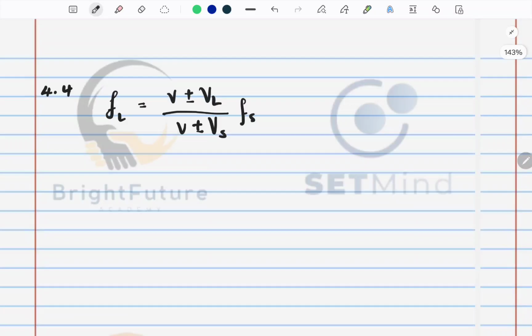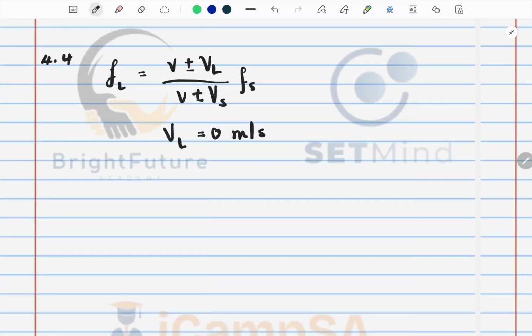Okay, we have F. Now we said it's moving towards, that's what we said about the car. Then this is going to help us determine what our formula is going to be. So here, first of all, V_L is 0 because it is said that the traffic official is stationary. So now we can say F_L is equal to V over V plus or minus V_S, times F_s. So we now need to update this plus or minus.